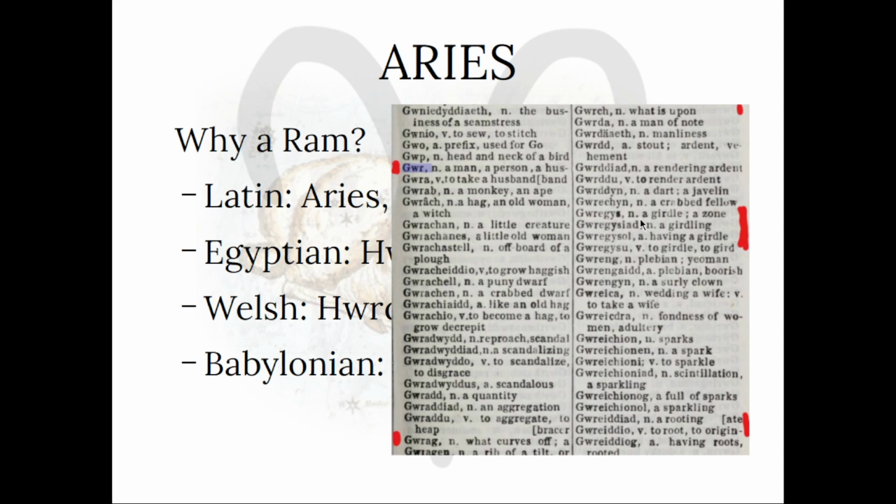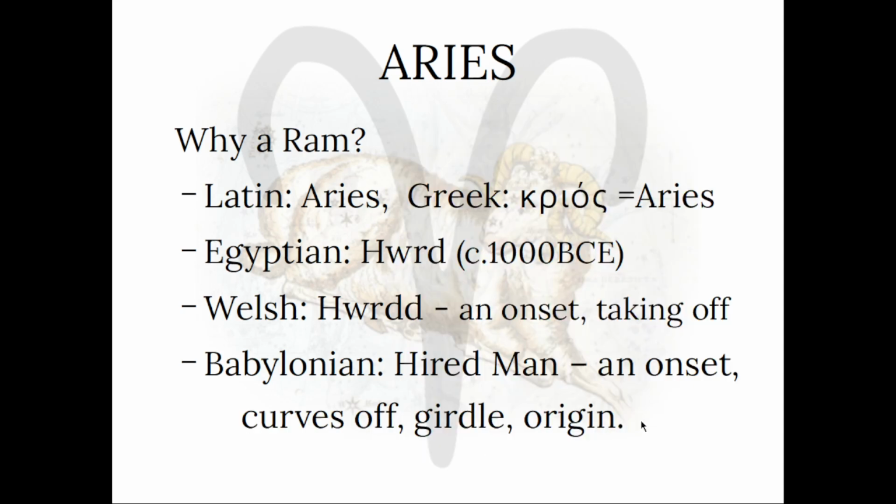And gregis stands out, a girdle. And even today in modern Welsh, a gregis is your belt around your waist. Greithiad, greithio, a root to originate. So the hired man is an onset, what curves off, an origin. So again, it is explaining using a physical object. It's explaining an abstract concept using the Welsh language, which is the living remnant of ancient British.